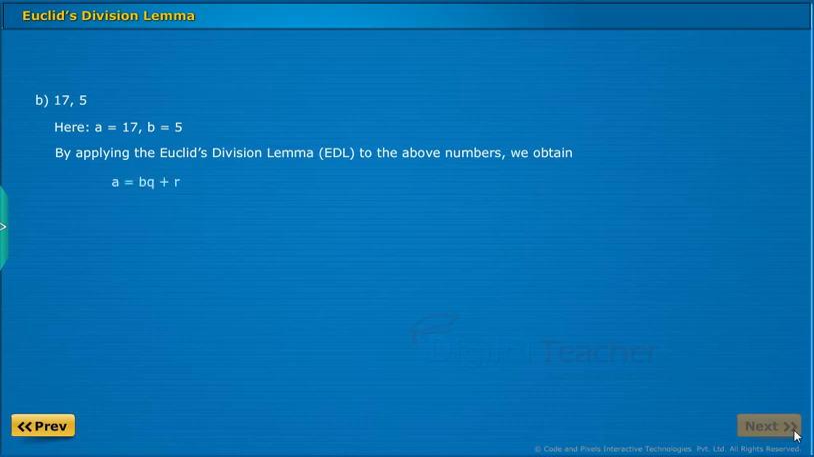Here we know that a is equal to bq plus r. So when 17 is divided by 5, we obtain quotient q as 3 and remainder r is equal to 2. Substituting the obtained values of q and r in the above expression, we obtain both LHS and RHS equal.